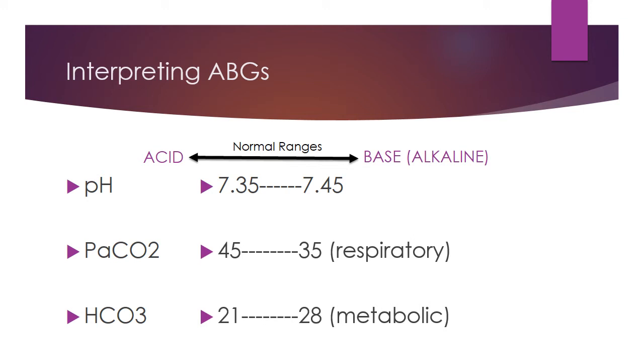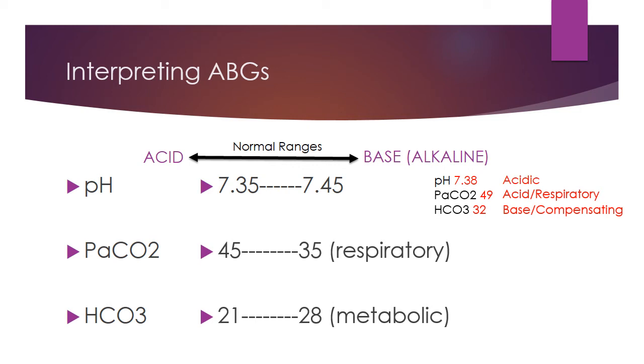Okay, so let's do an example. I have a pH of 7.38, a partial pressure carbon dioxide of 49, and a bicarbonate of 32. Now to look at this, my pH is normal but is closer to the acidic side of the line. So I have an acidic situation.